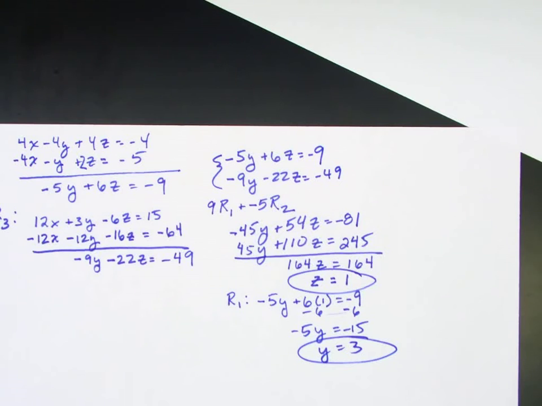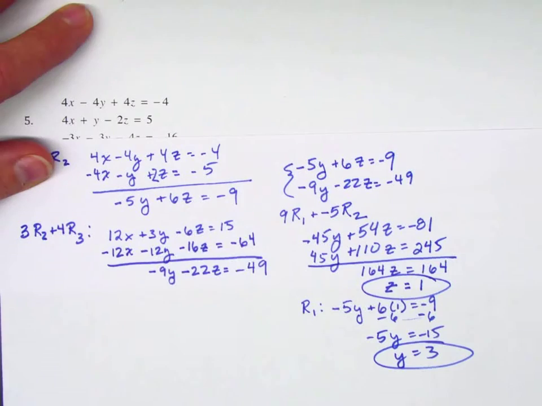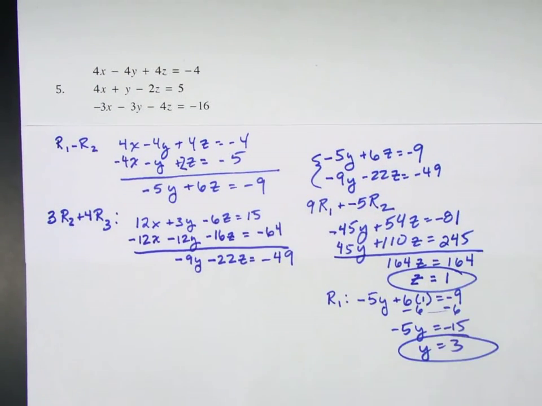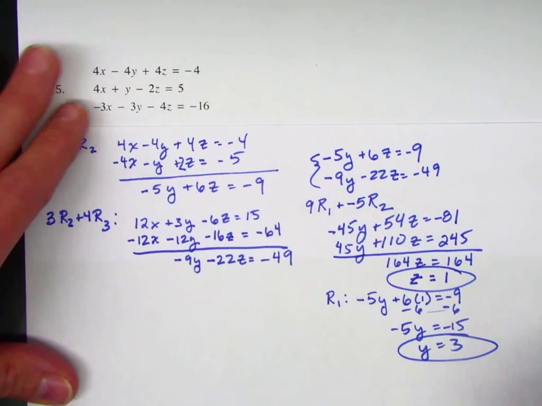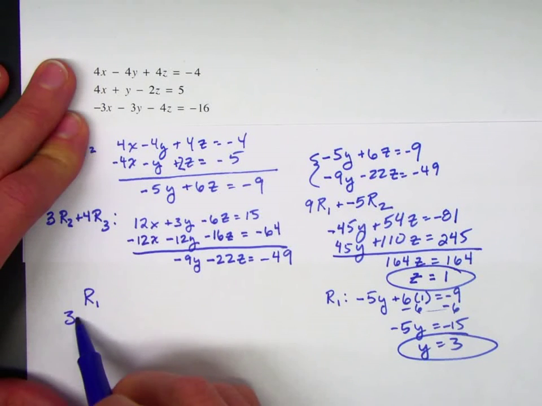I've solved my 2 variable, but my original problem is this 3 variable system. Well, at this point, all I have to do is pick any one of the 3 rows, plug these 2 guys in, and that gives me my 3rd variable. All right, so I'm going to use row 1. All right, so this is from the 3 variable.